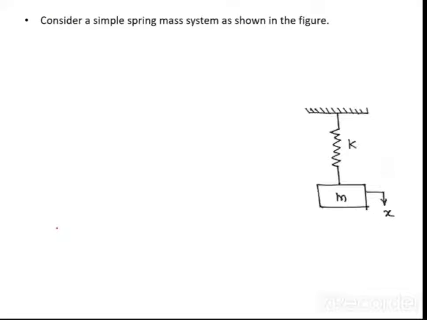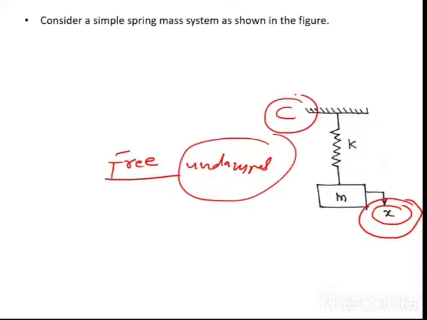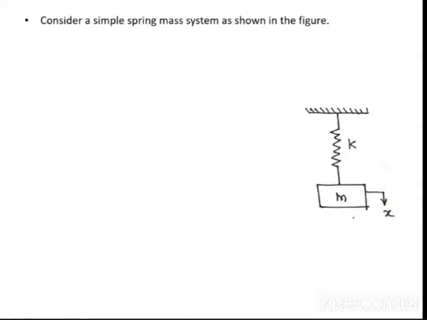Now consider a simple spring-mass system as shown in the figure. k is the stiffness of the spring, m is the mass, and I am giving an initial displacement x. Again remember that I am dealing with a free undamped system. Free means I am giving only an initial displacement x. Undamped means there is no c, no damper. So this figure is called the free undamped system.